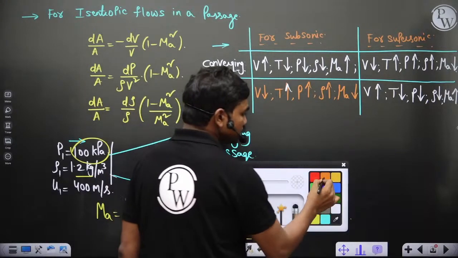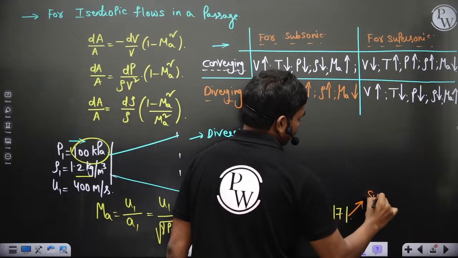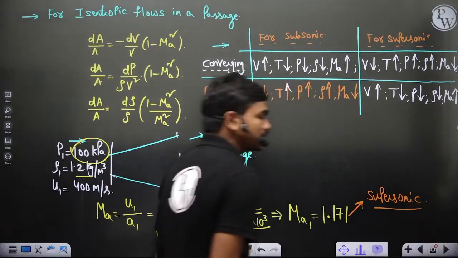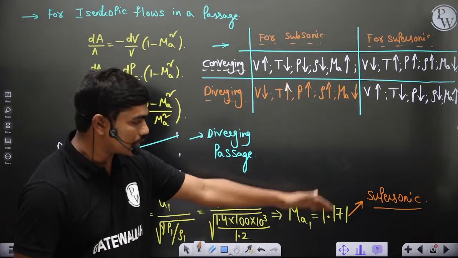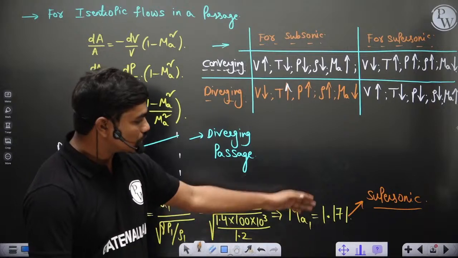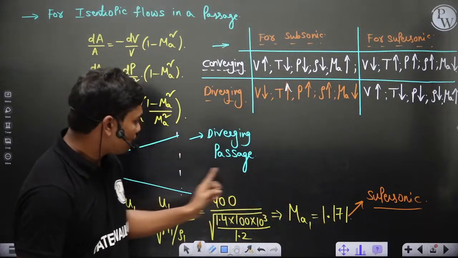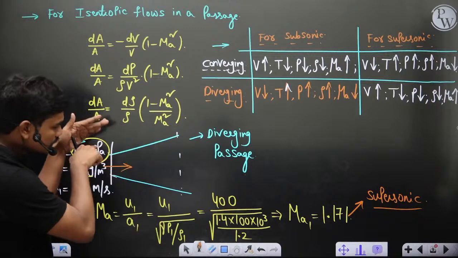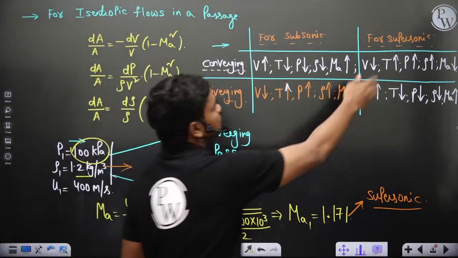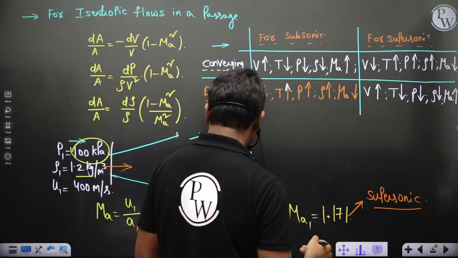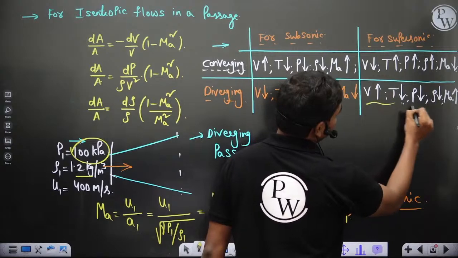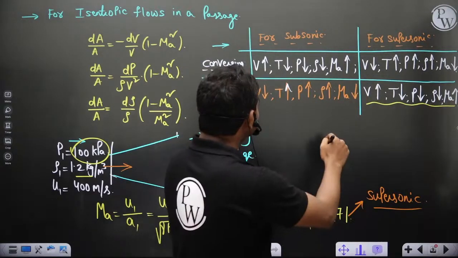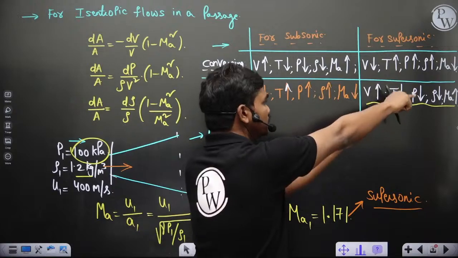That means this flow is supersonic at the inlet. So if this is 1.171, then the flow at the inlet is supersonic. Mach is more than 1 and the passage is diverging. So let's go to this condition. Supersonic and also diverging means this set of points is important for us. Out of these four sets, diverging cross section with supersonic flow is this combination.